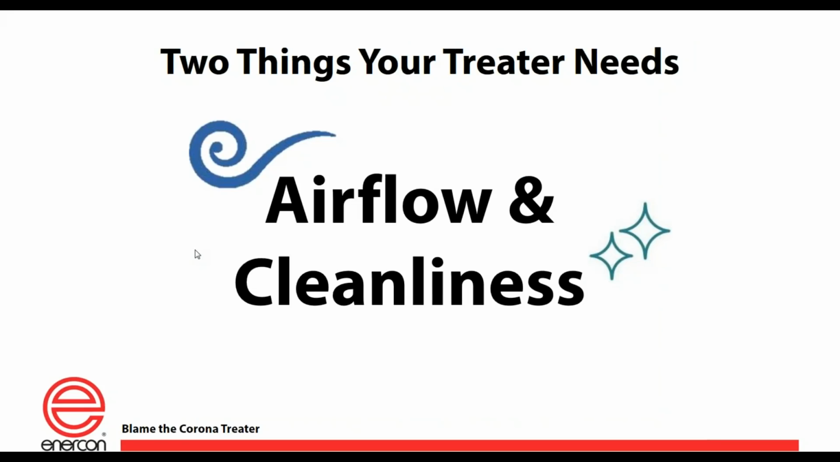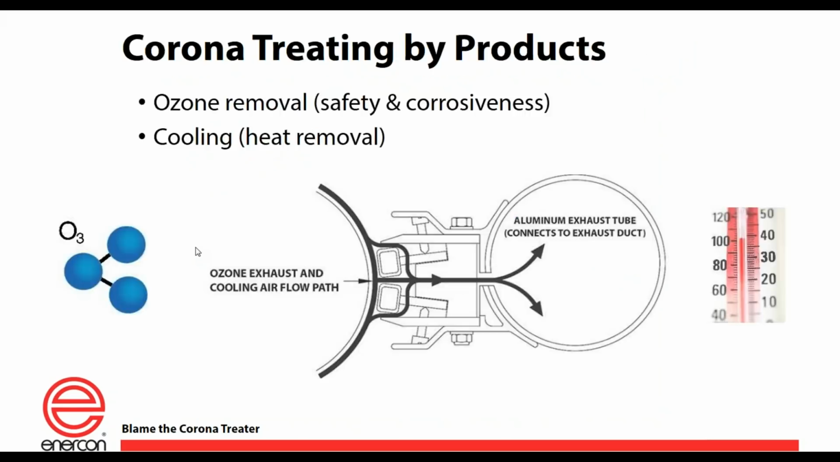So two things that your treater absolutely needs to maintain and to be aware of are airflow and cleanliness. Airflow is going to be one of the most important parts of maintaining the treater. A byproduct of corona treatment is going to be ozone creation. And ozone, we don't want that near our operators, in the vicinity of the operation of the unit or anywhere in the general area. So we want to exhaust that out. And the best way to exhaust that out is through the electrode assemblies and into the aluminum exhaust tube and then outside the building or into a decomposer of sorts.